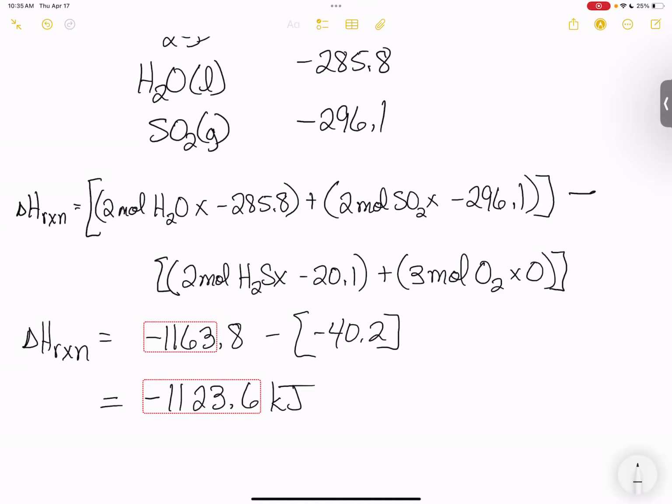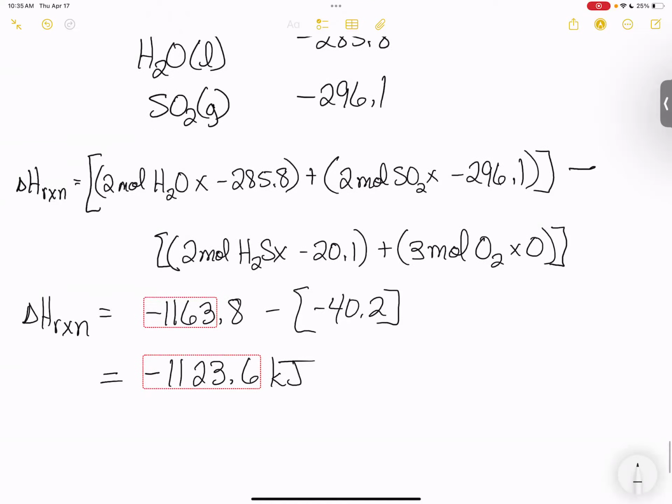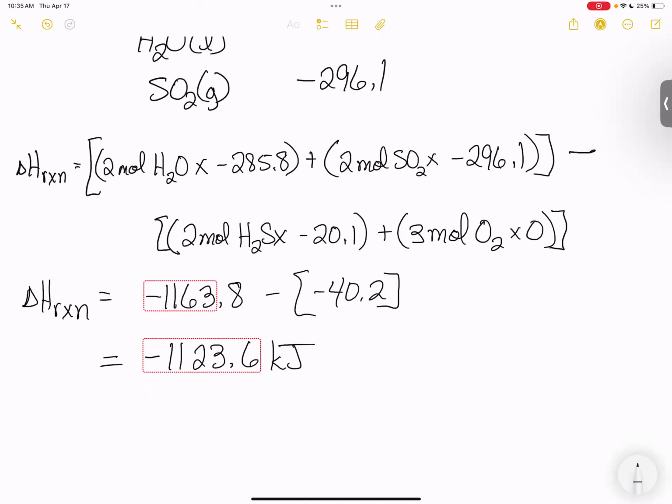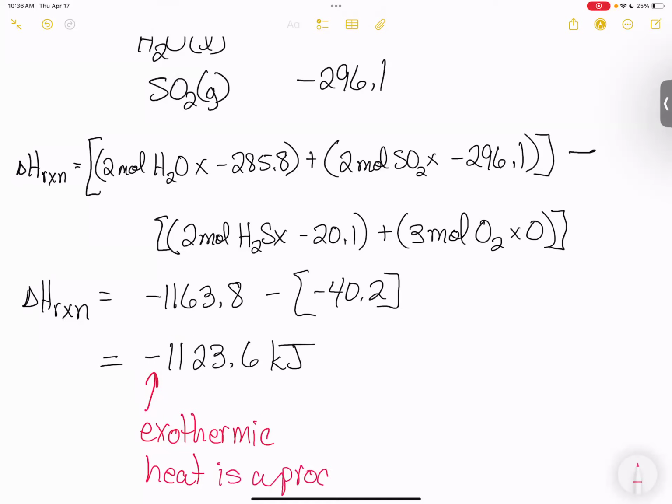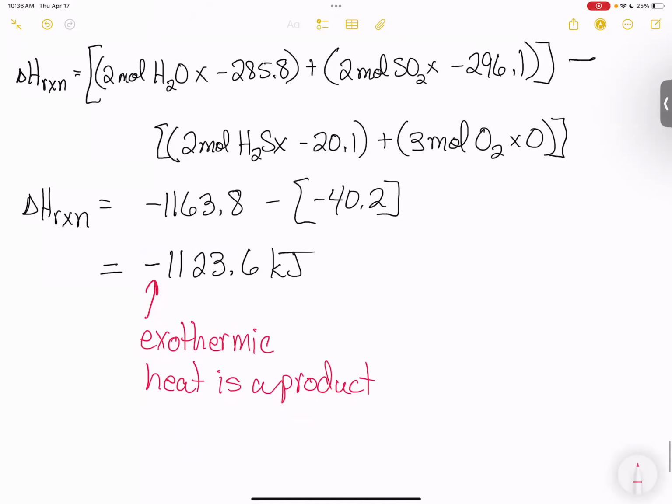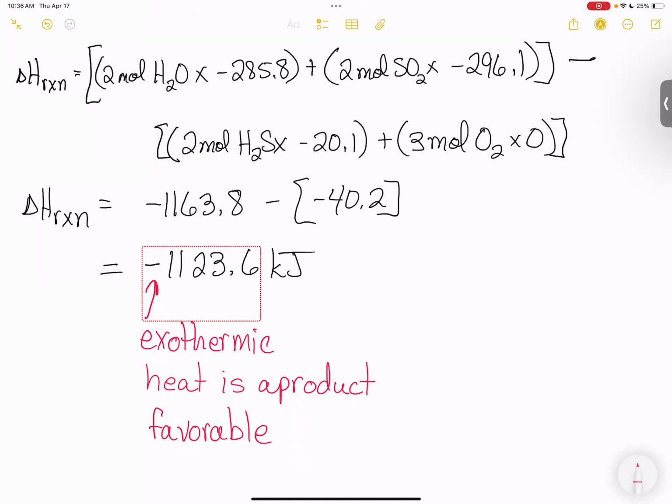Okay, if you did your math correctly, you should have gotten a negative 1123.6. Again, I do ask this question on the test. Well, a series of questions. Negative means that it is exothermic. It means that heat is a product. It means that it is favorable. If that had been a positive value, the opposite would have been true.